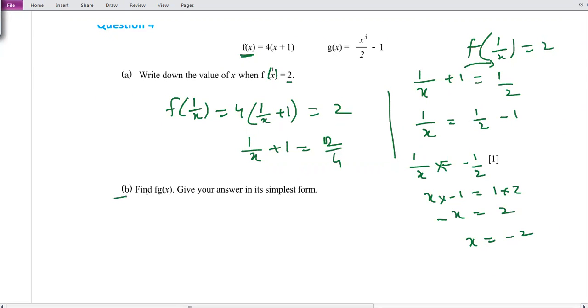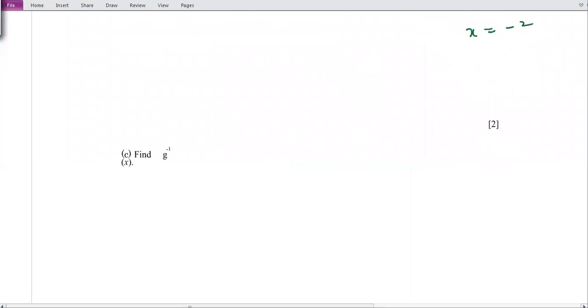Part B is saying find fg of x. So easily you can find it. You have to try this as homework and let me know if you find any difficulty. This is inverse function. Obviously, when we do the inverse, we will solve it. Now, these two sheets I'm going to send you. Please complete them and must let me know if you find any difficulty in the solution.